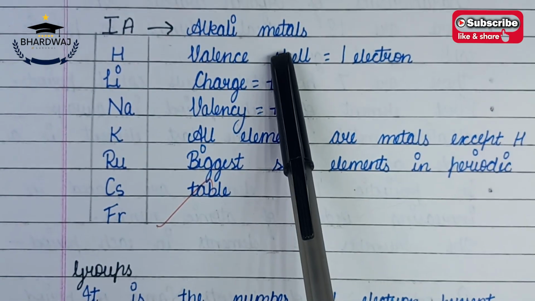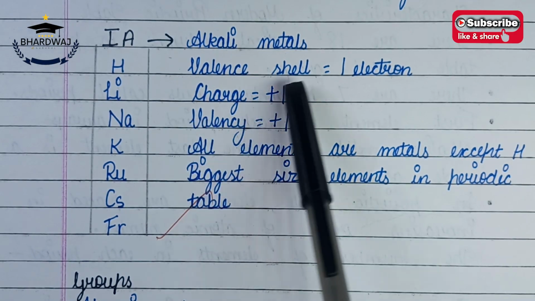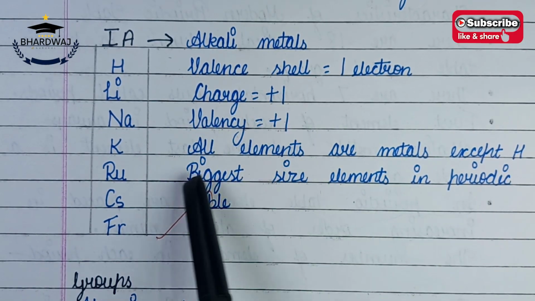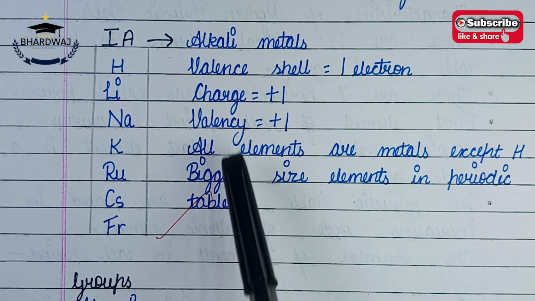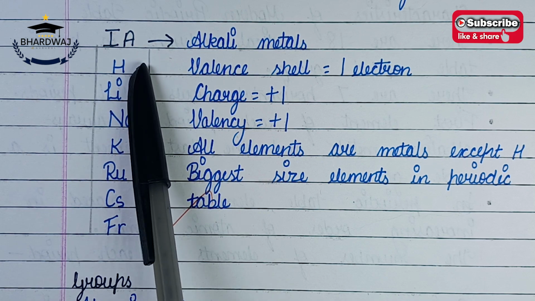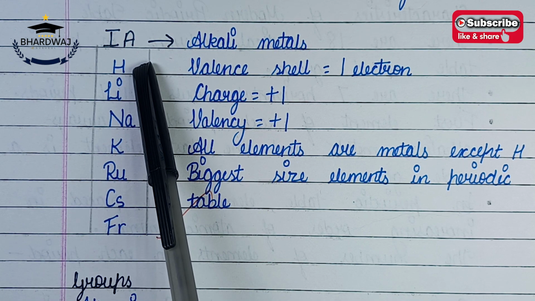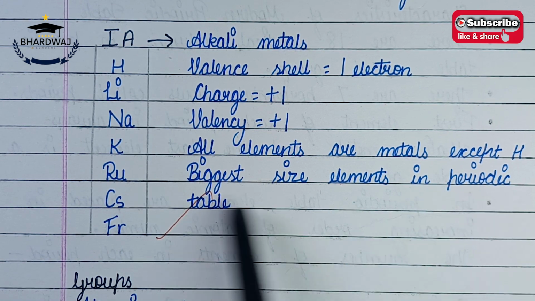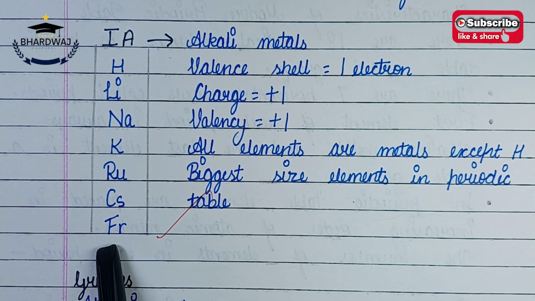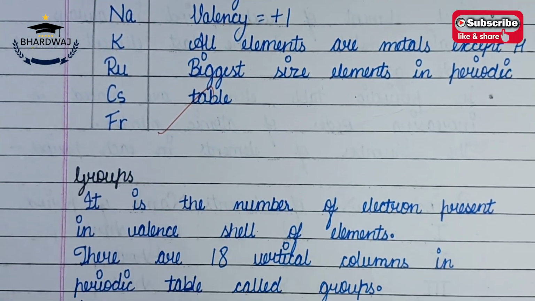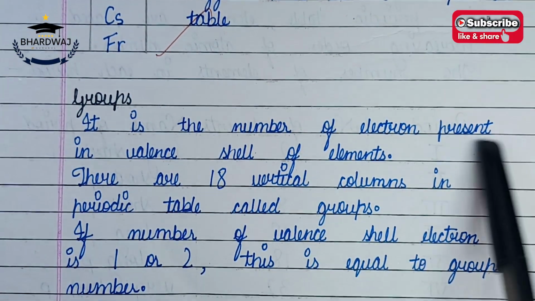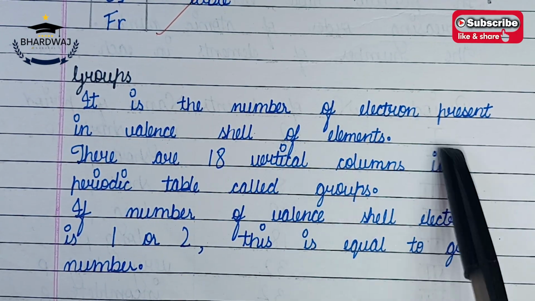The valence shell contains one electron, the charge is +1, valency is 1, all elements are metals except hydrogen. So hydrogen is the one non-metal which is contained in the first A group, and the biggest size elements in the periodic table are the alkali metals. Now, groups. It is the number of electrons present in valence shell of elements.